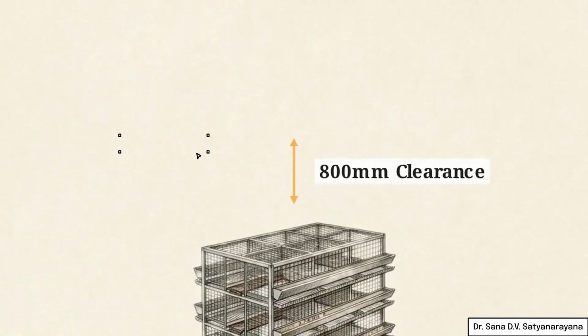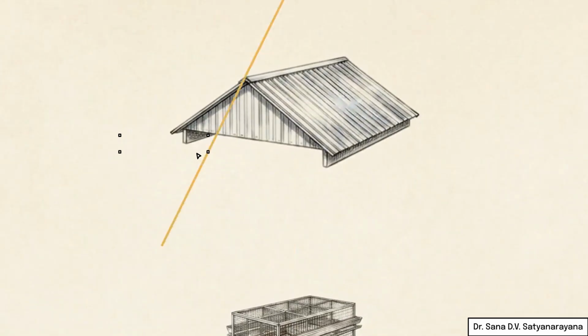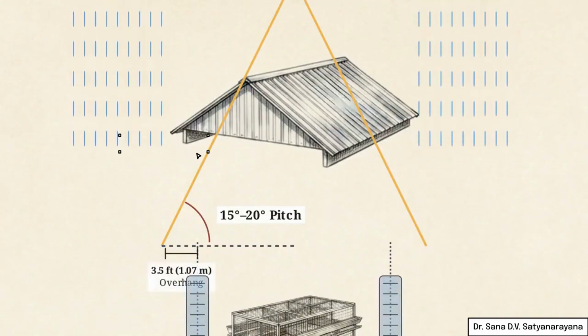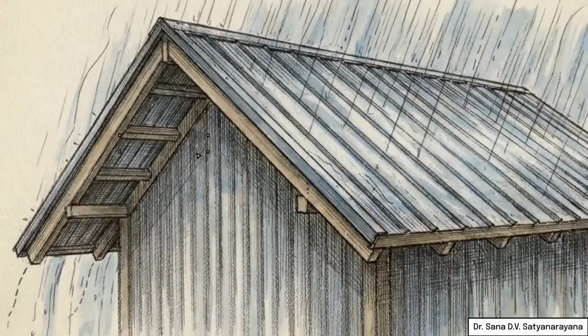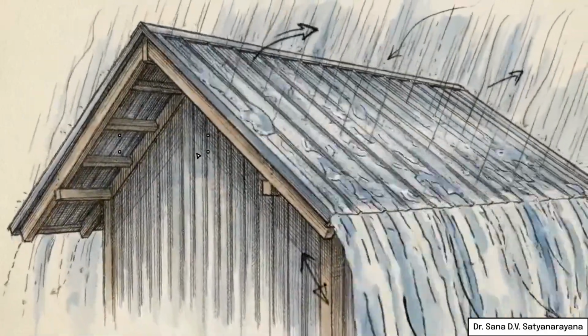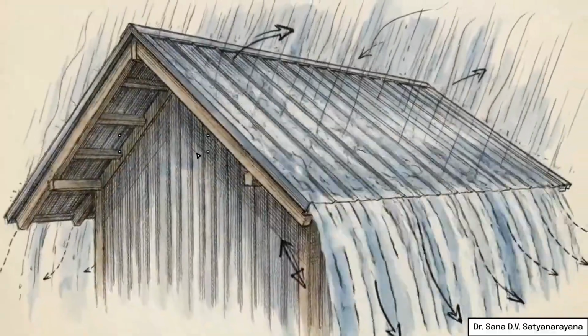Above that clearance gap, the roof must utilize a double slope gable design. A strict 15 to 20 degree pitch ensures rapid water runoff during heavy rainfall. Finally, the exterior architecture requires a 3.5-foot roof overhang to block rain from entering the side ventilation windows. These vertical dimensions are not aesthetic choices. They act as rigid boundaries that manage the thermal layering and atmospheric safety of the interior.